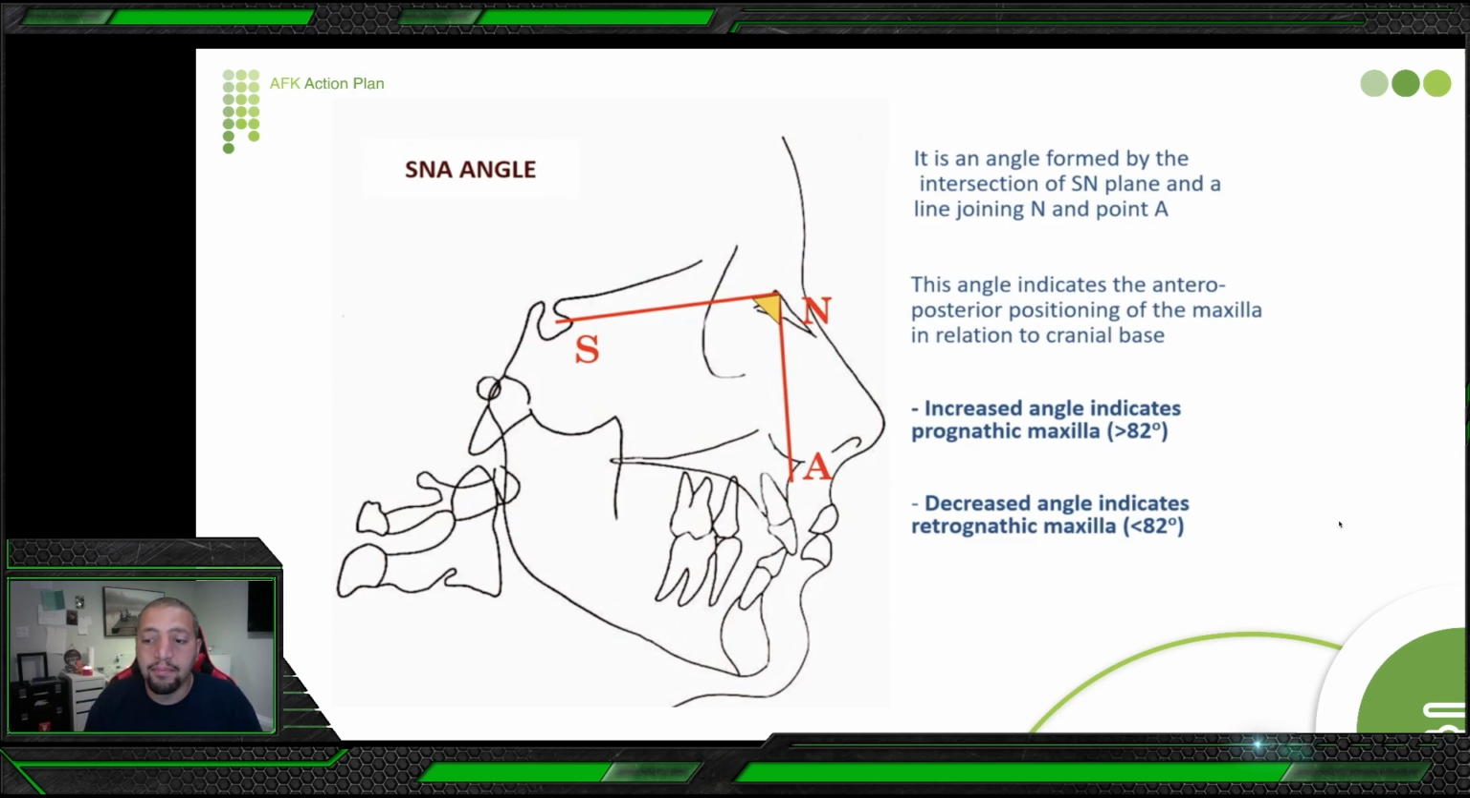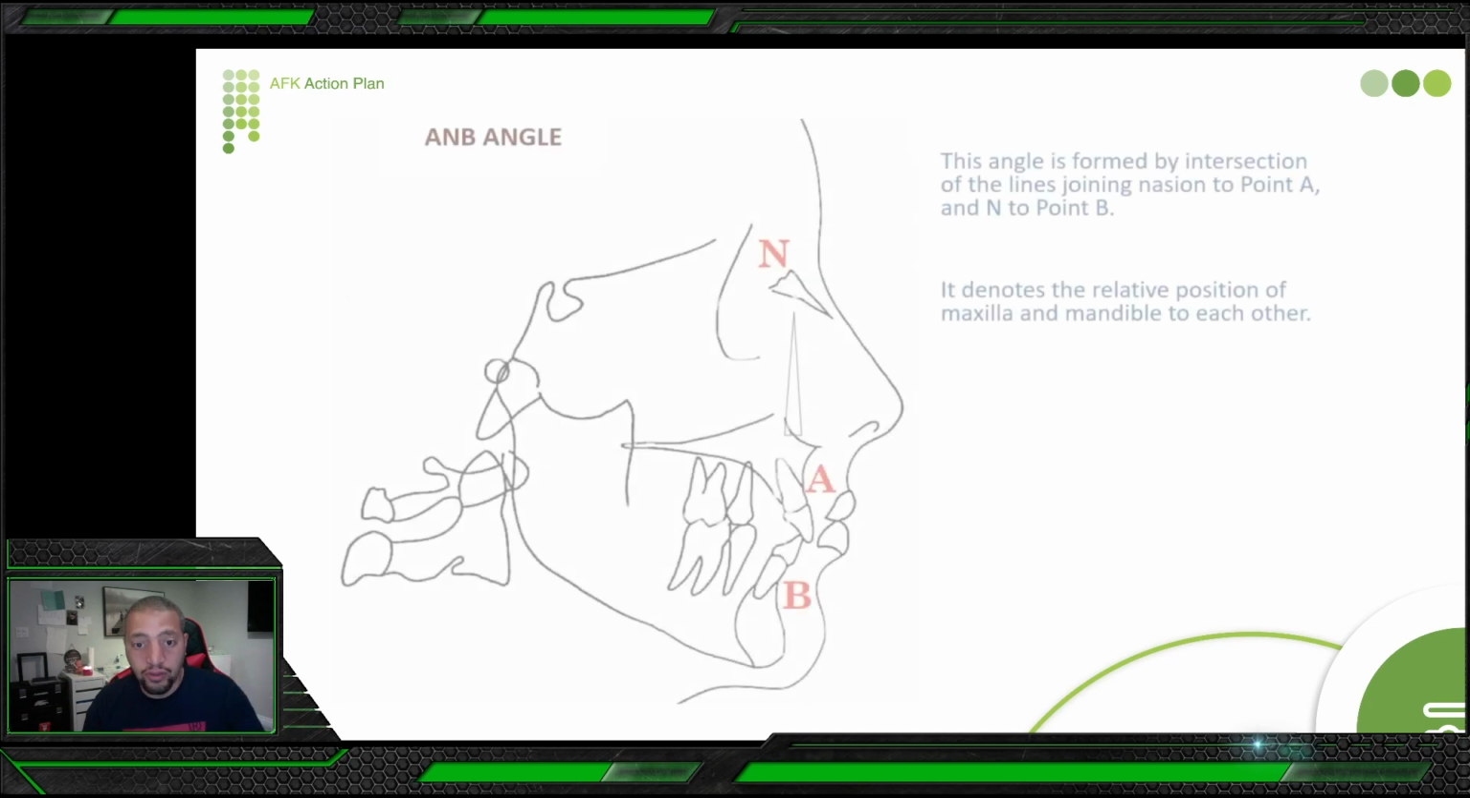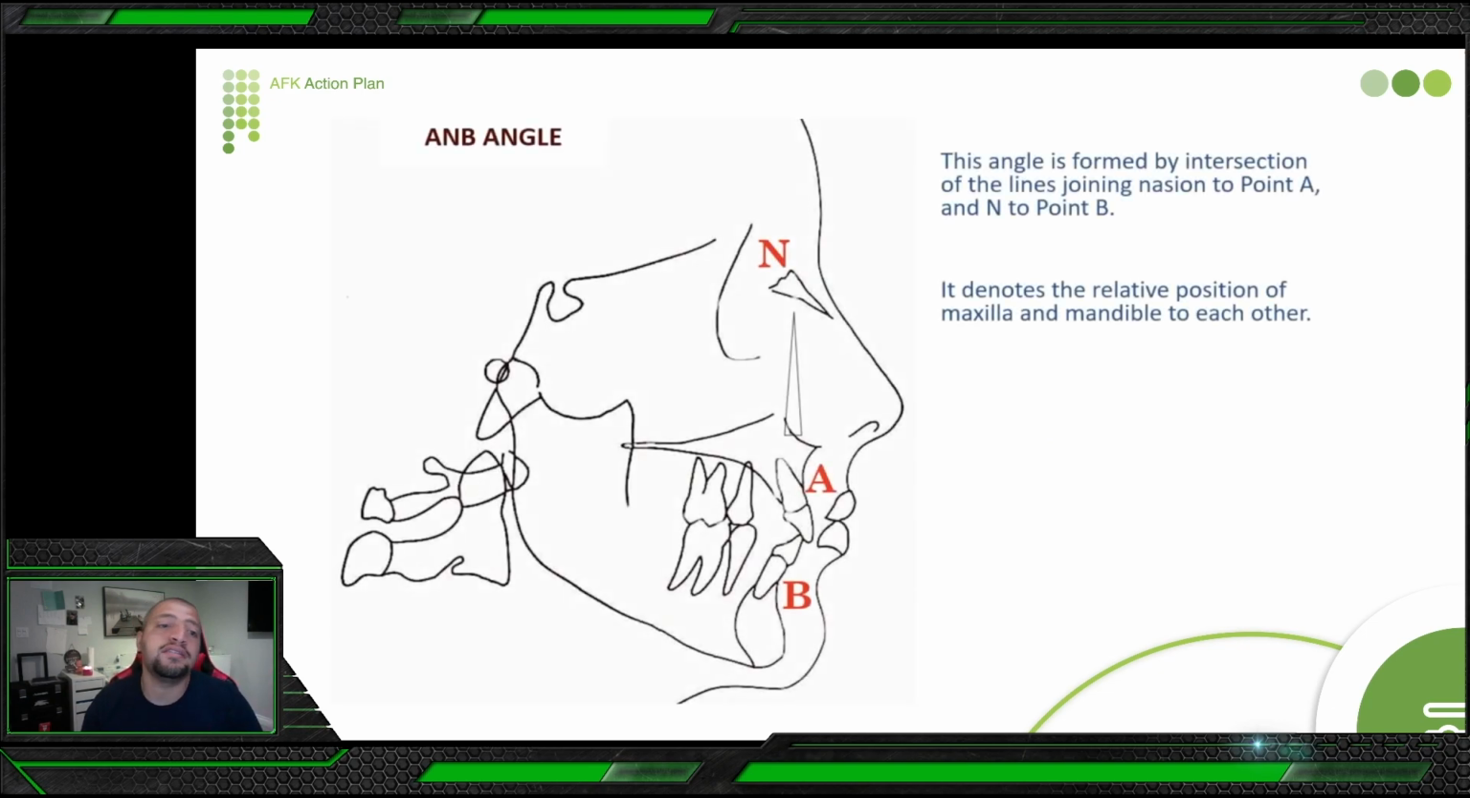And as we said, the average is 2. If you have 2, okay. If you have more than 2, it's not okay. And last, we can speak about an angle which is called AMB.